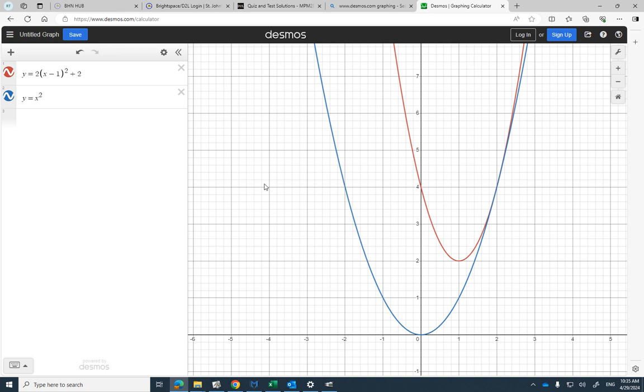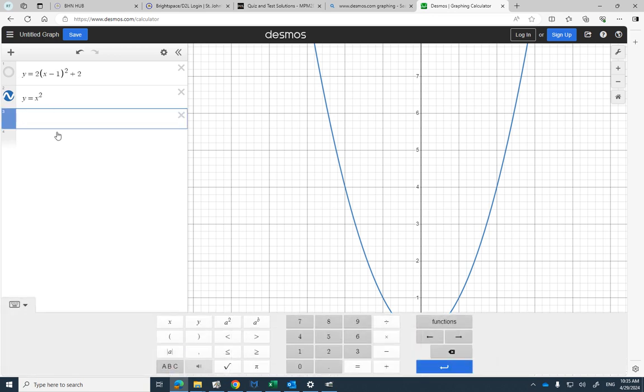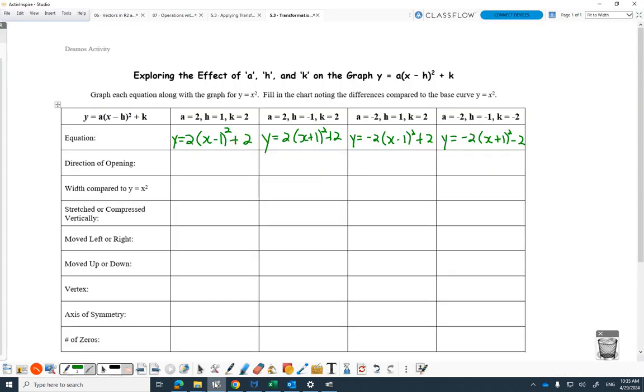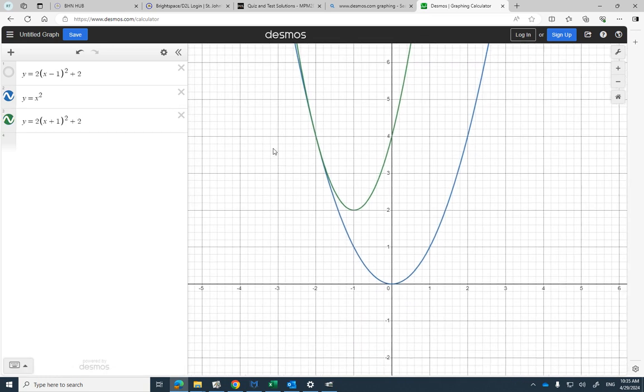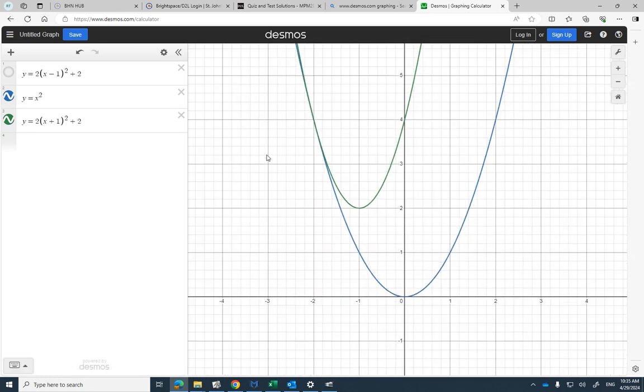Those of you who are waiting for me, I'm going to switch the graph now on my screen. I'm going to turn that one off and put the next one on. How is it different? y equals 2x plus 1 squared plus 2. There's blue and green if you're doing the second one.